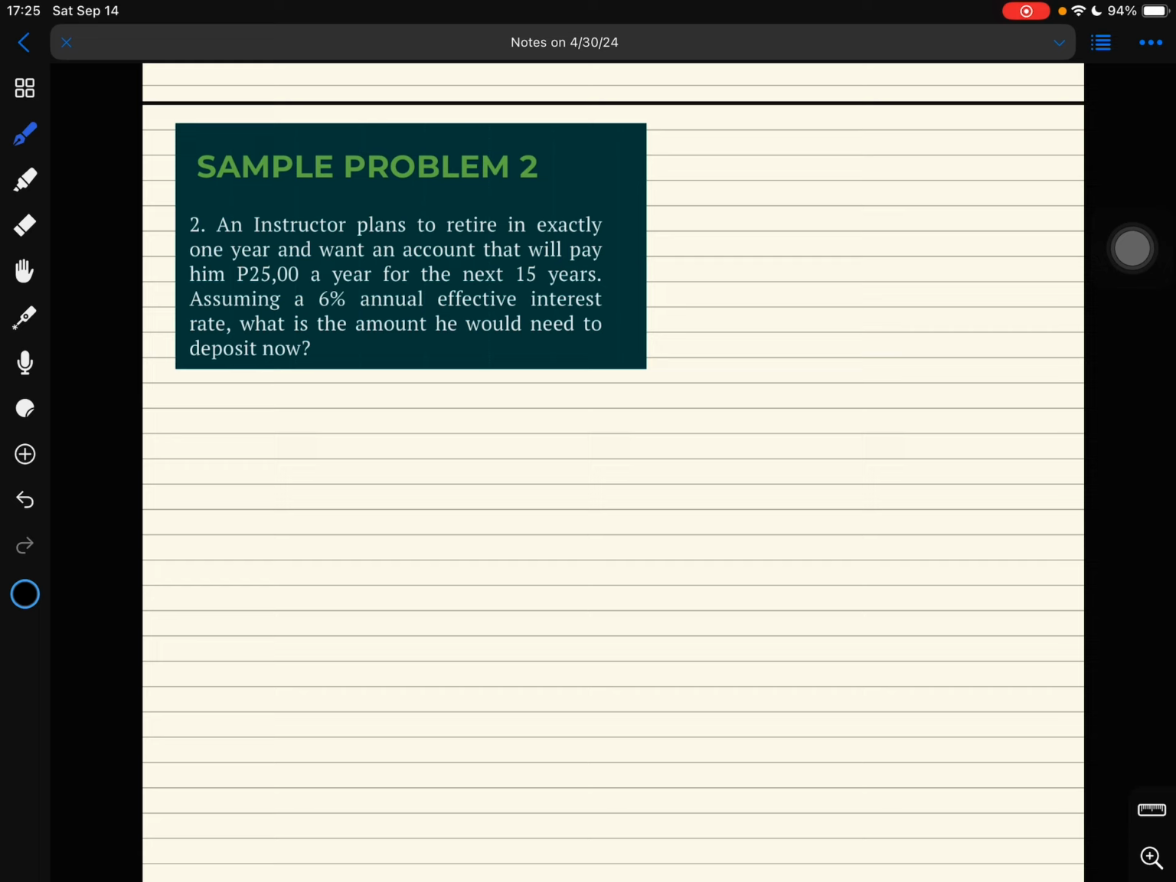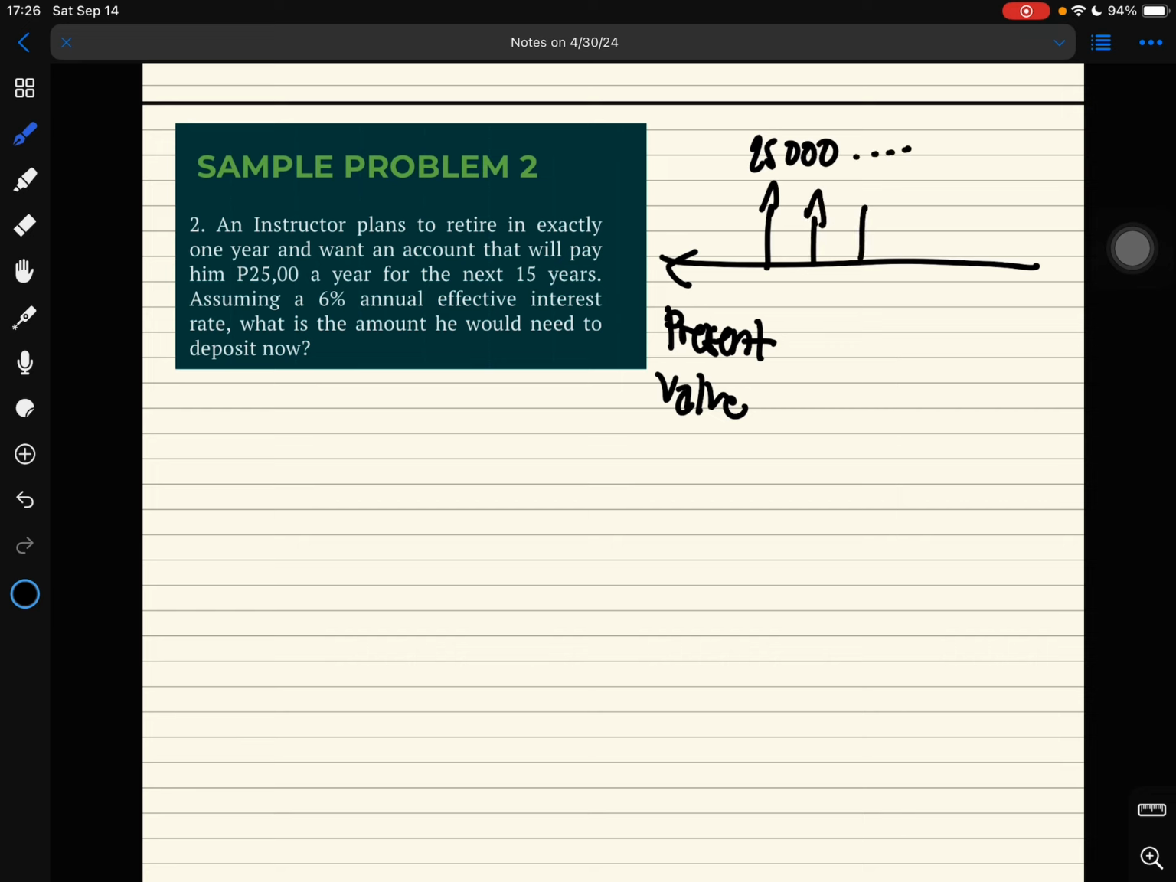So, gawa ulit tayo ng number line. Okay? So, from ngayong present, ang hinahanap natin is magkano yung present value na kailangan mong i-deposit para makakuha ka ng 25,000 every year for the next 15 years. So, makakuha ka ng 25,000 for the next 15 years. Okay? So, kunin na natin ang given.